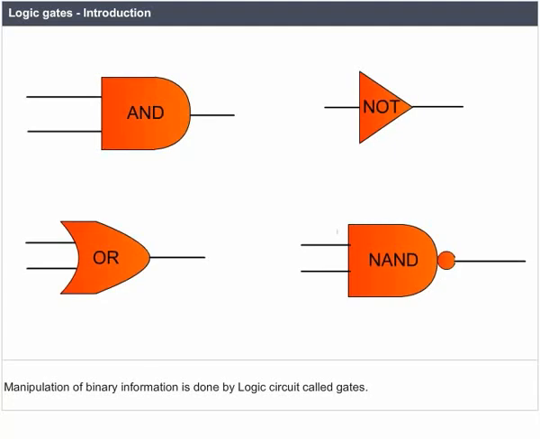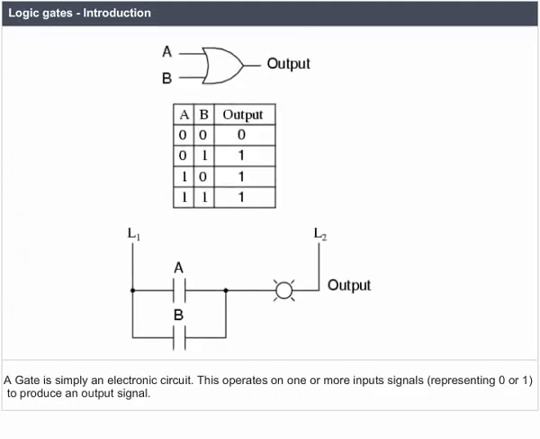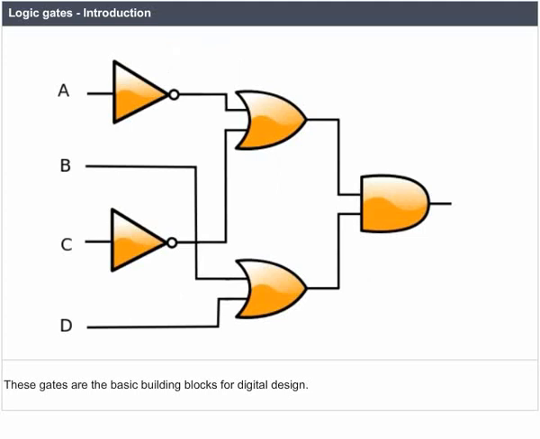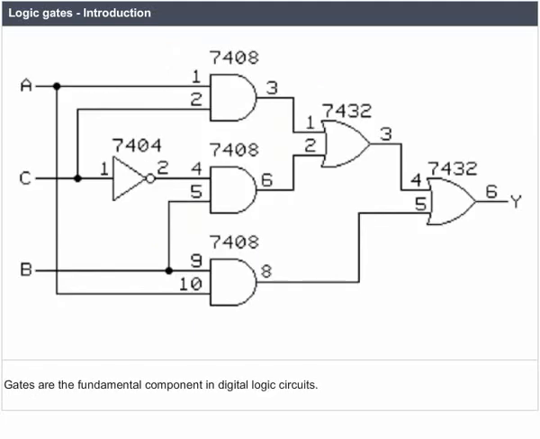Logic gates. Introduction. Manipulation of binary information is done by logic circuits called gates. Gates are the blocks of hardware that produce signals in the binary form 0 or 1. A gate is simply an electronic circuit. This operates on one or more input signals representing 0 or 1 to produce an output signal. These gates are the basic building blocks for digital design. Each gate is built up from a small number of transistors. Gates are the fundamental component in digital logic circuits.